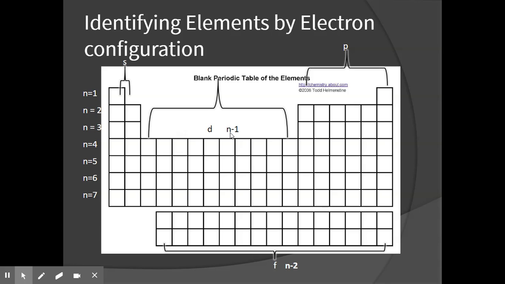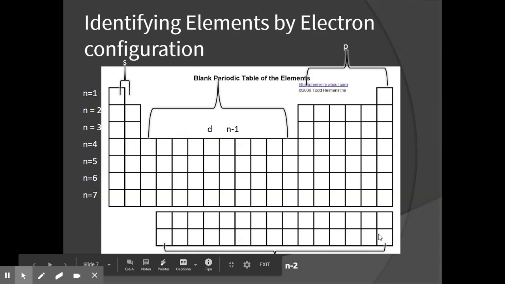Now, when we're doing electron configurations, remember the d orbital designation shows up in the third energy level, but you actually don't start filling it until after you've filled 4s, because 4s is slightly lower energy than 3d. So that's what this n-1 means. The number in front of the d for this orbital designation is going to be one less than the period the element is in.